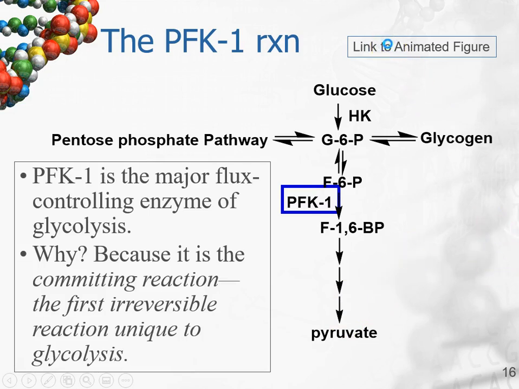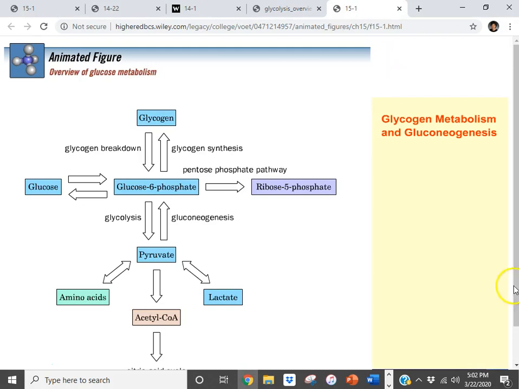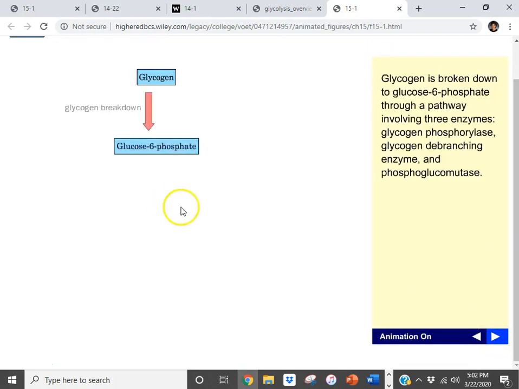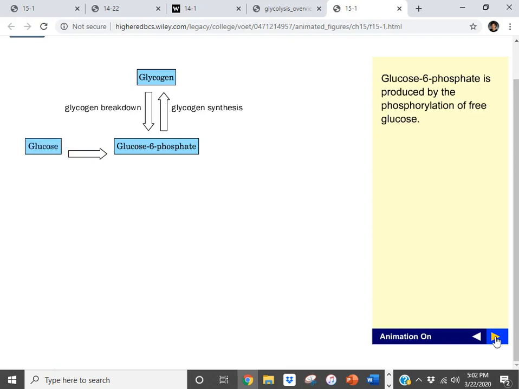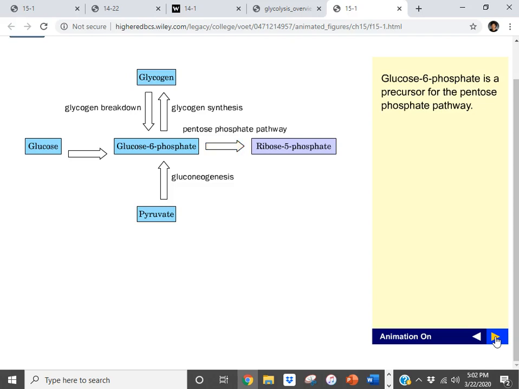So I have some links to the animated figures, and since I'm using Screencast-O-Matic now, I can capture those for you. So here we have later on, we'll talk about glycogen being broken down to glucose 6-phosphate. And glucose 6-phosphate can be used as a reactant to synthesize glycogen. Glucose is converted to glucose 6-phosphate in the hexokinase reaction, like I just showed you. And we will later on talk about gluconeogenesis. That will be sort of the reverse of glycolysis, where pyruvate is converted to glucose 6-phosphate. And the pentose phosphate pathway gives us ribose 5-phosphate.